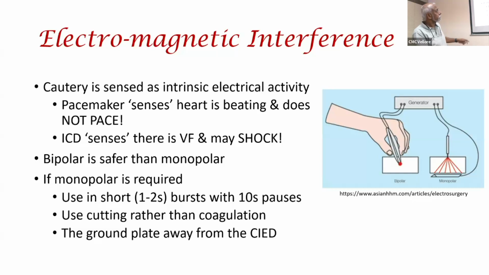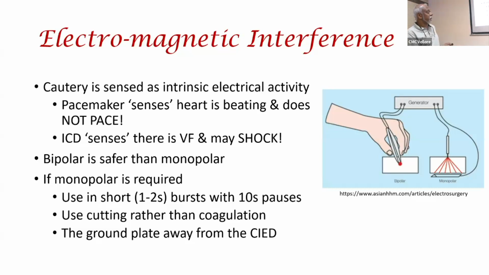Now, the problem is a pacemaker senses this electrical activity. The pacemaker says, oh, the heart is beating, so no need to pace. That's a problem. And an ICD may sense that there is a VF because of the high frequency, say, oh, there's a VF going, and may actually shock the patient. Technically, bipolar is safer because the current area is much more restricted, and that's what we would prefer. But many surgeries need a monopolar.